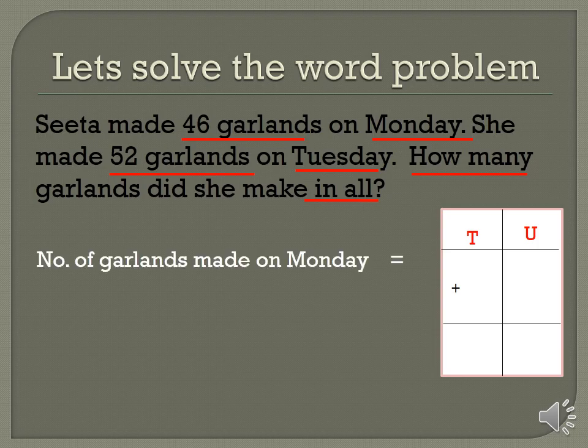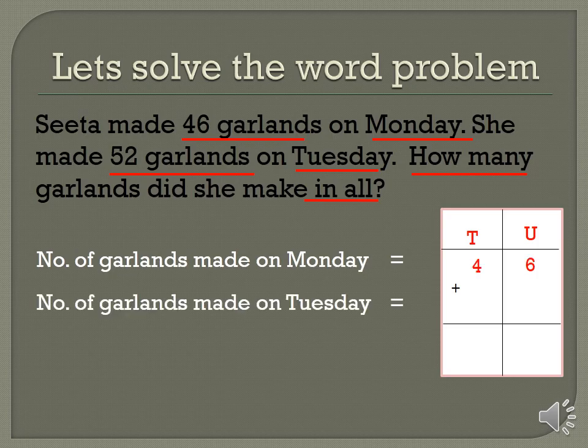The first statement is number of garlands made on Monday. How many were made on Monday? That's right, 46. And the next statement is number of garlands made on Tuesday. That is 52. And now we have to add. And what will we get? Total number of garlands made.